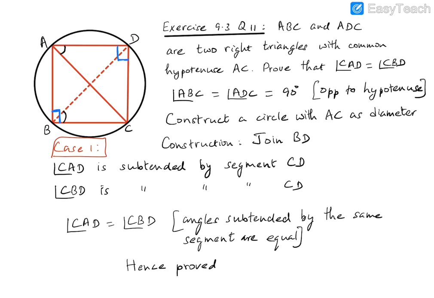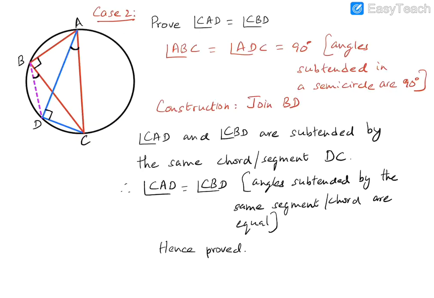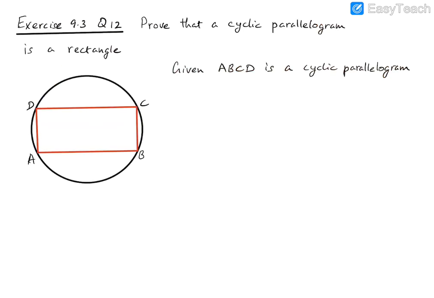And then the hypotenuse also, we have shown that it can be treated as the diameter of the circle, since the angles subtended by the semicircle are 90 degrees. Okay, so that's the solution for question number 11. Now we'll move on to solve the last question from this exercise, which is question number 12.